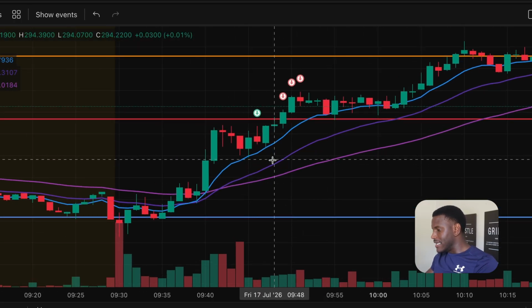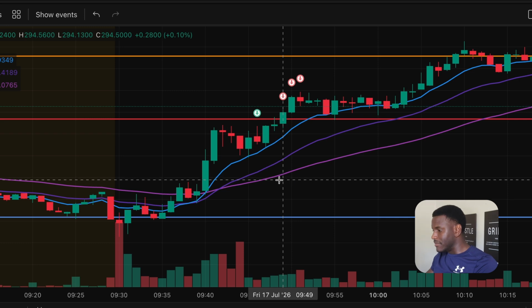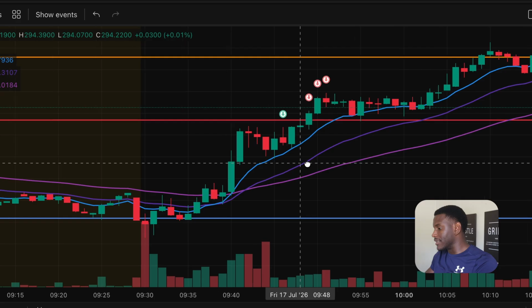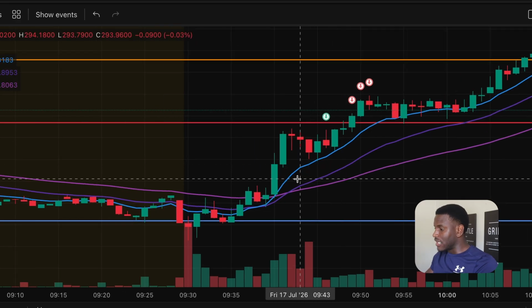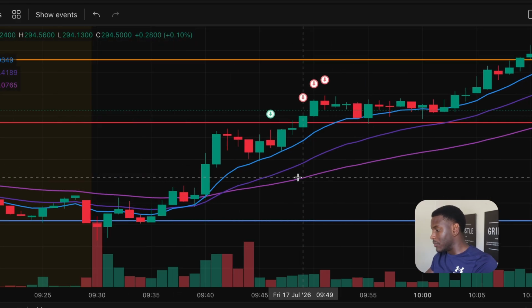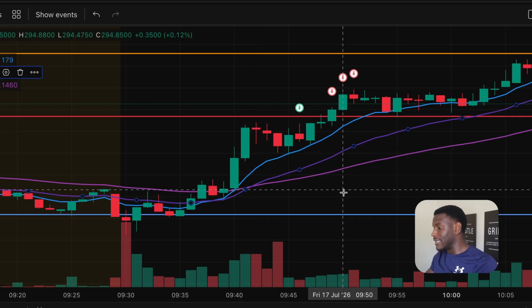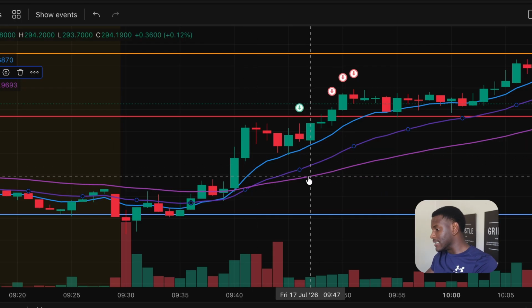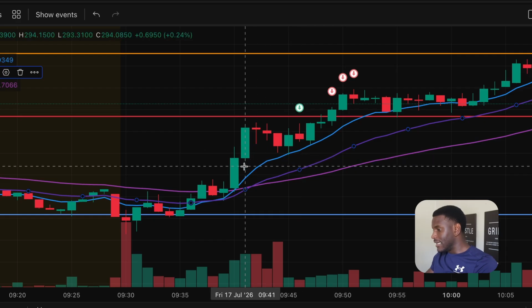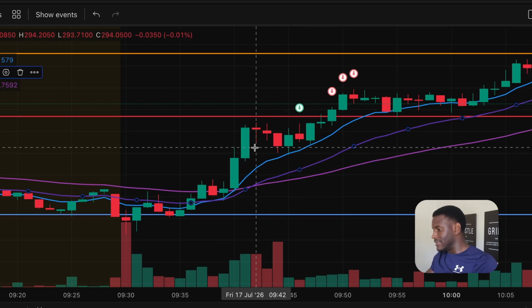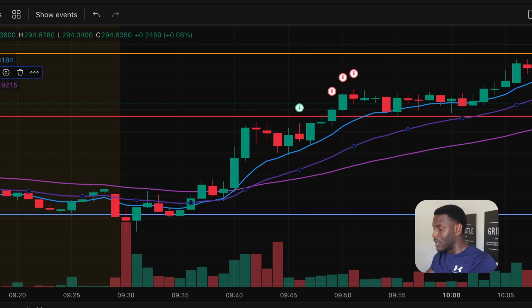So I have the 9 EMA, the 21 EMA, and the 50 EMA. What I like to do is basically trade the trend that the market is presenting. I look for stocks with strong trends, either upwards or downwards. So in this case, IWM had a very strong trend upwards. How I knew this is because I had good separation on the EMAs and price was trading above the 9 EMA. That's simply a sign that the stock wants to go higher.